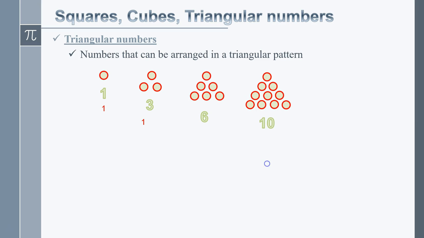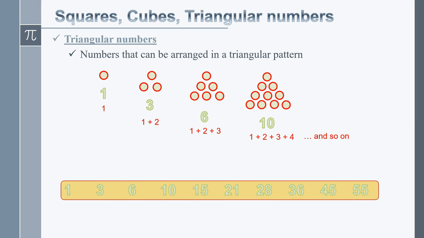So that's 1. That's 1 plus 2. Here we've got 1 plus 2 plus 3. Here we've got 1 plus 2 plus 3 plus 4. There we go. And that's why I said the next one will be 15. So 1 plus 2 plus 3 plus 4 plus 5. And they keep going as well. And so there are your triangular numbers. Again, it is useful to be able to know where they come from, be able to recognise them, but I think the more important ones are your squares and cubes.